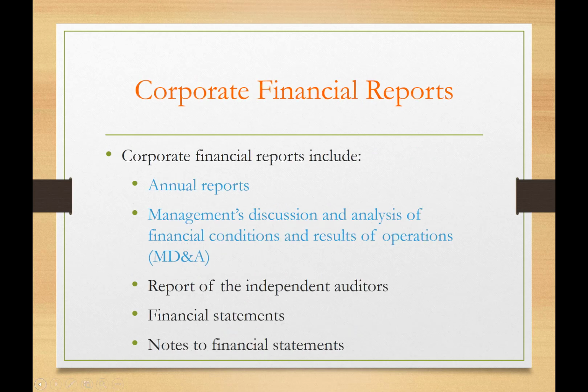So where we get this information from, we know that, again, corporate financial reports include the annual reports, all the numbers, the report of the independent auditors, any type of management's discussion and analysis of the financial conditions and results of the operations. Obviously, our financial statements will be there, and any notes to financial statements will be there. So we can take all of this information from the financial reports and be able to look over it and then perform the ratio analysis that we're looking at.